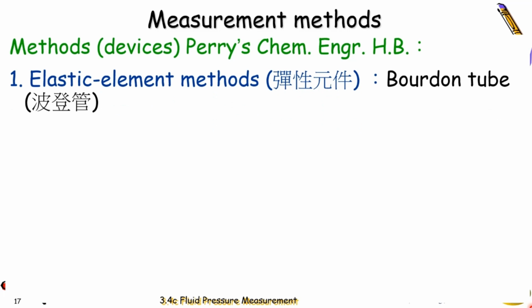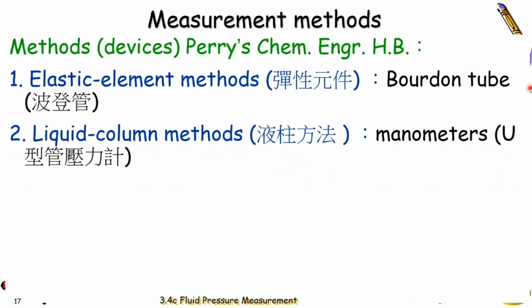So this is the first one, which is the easiest and most common one we use. It's called elastic element measures. We call it Bourdon gauge. Ladies and gentlemen, this will be 100% in your midterm exam. Okay, Bourdon gauge. The second one is called liquid column measure. We call it manometer.